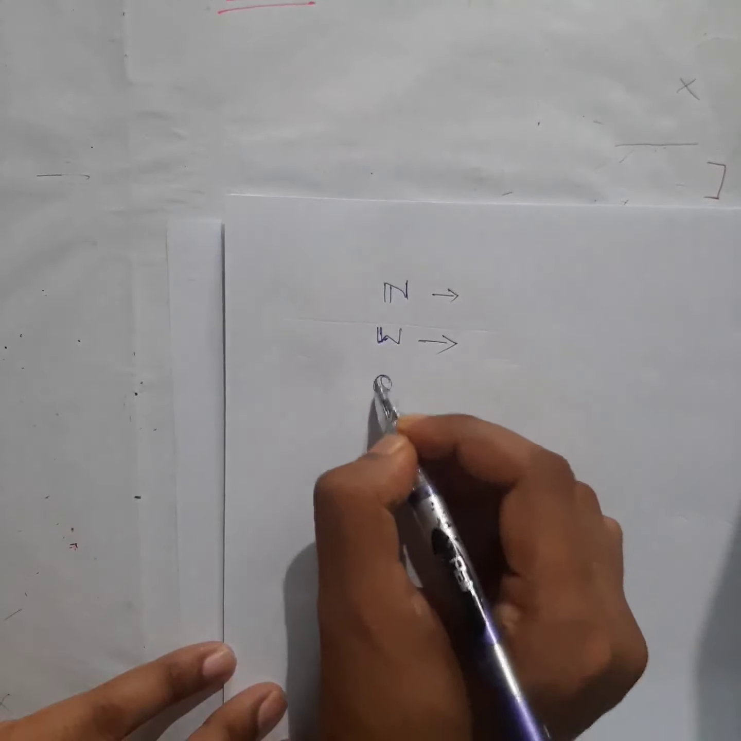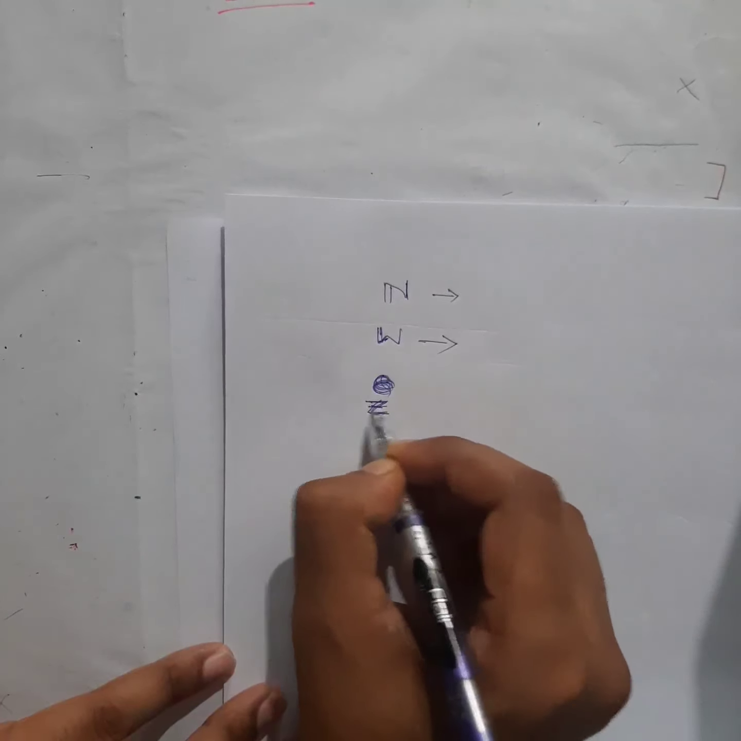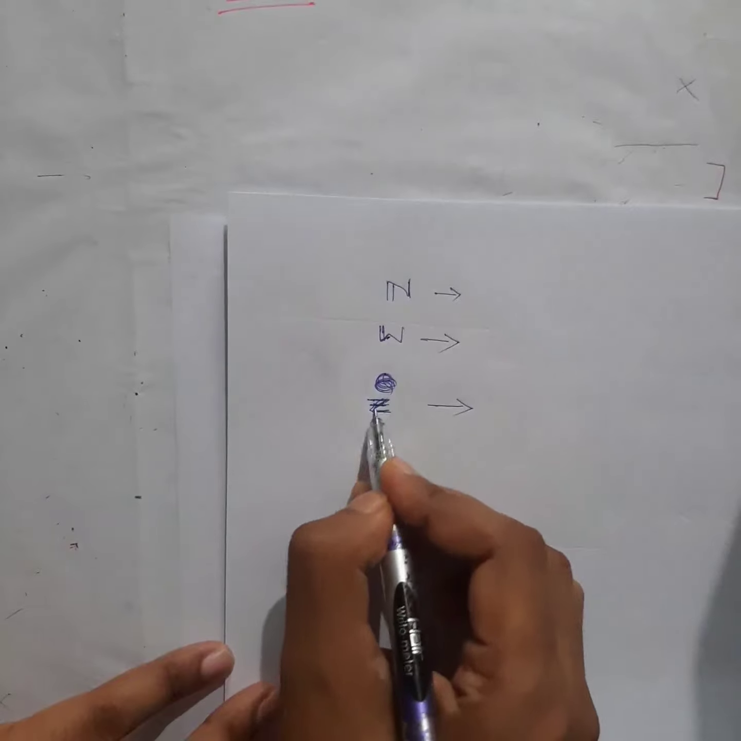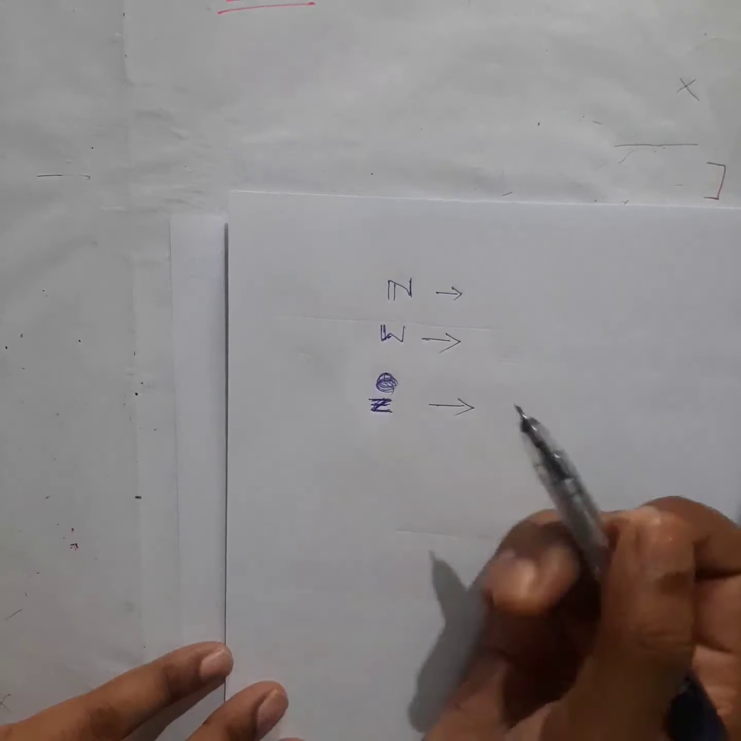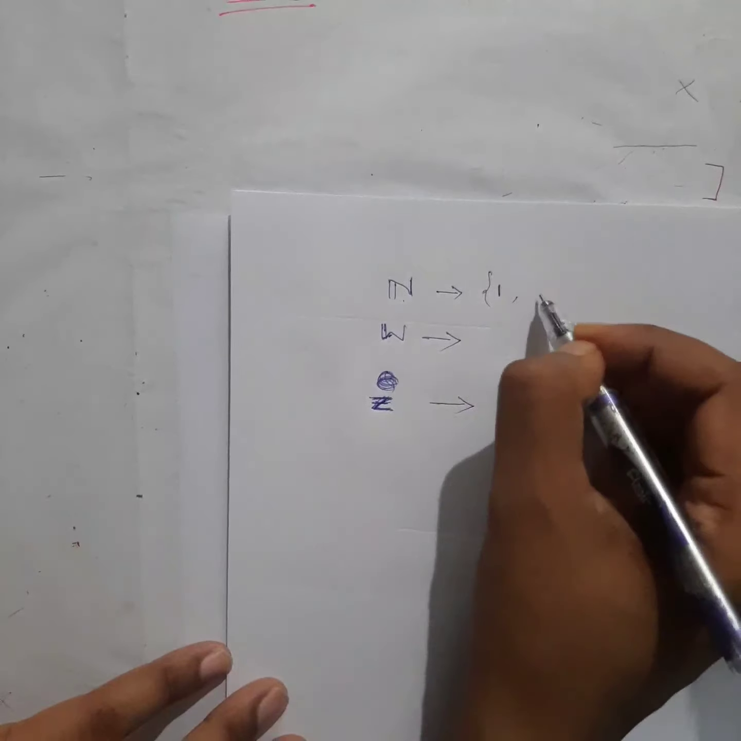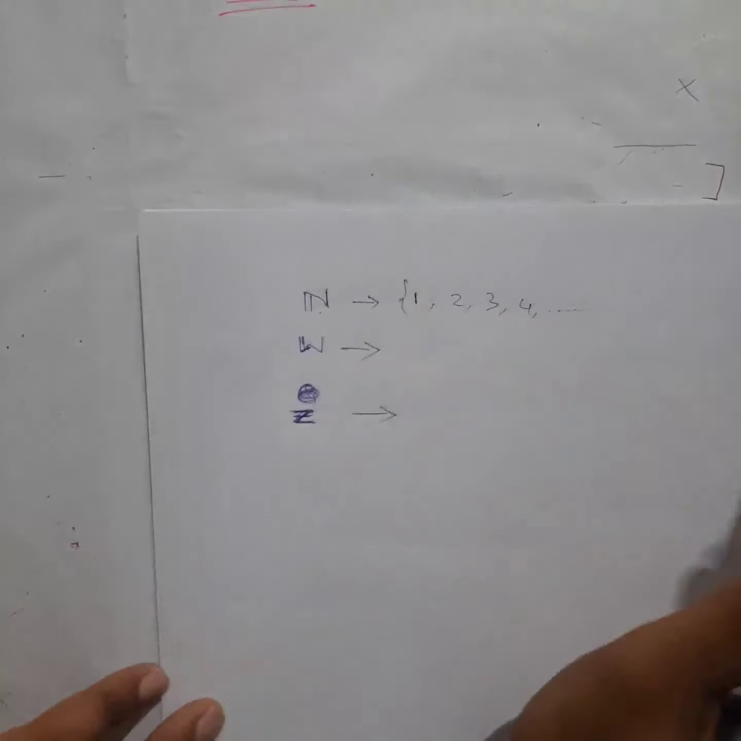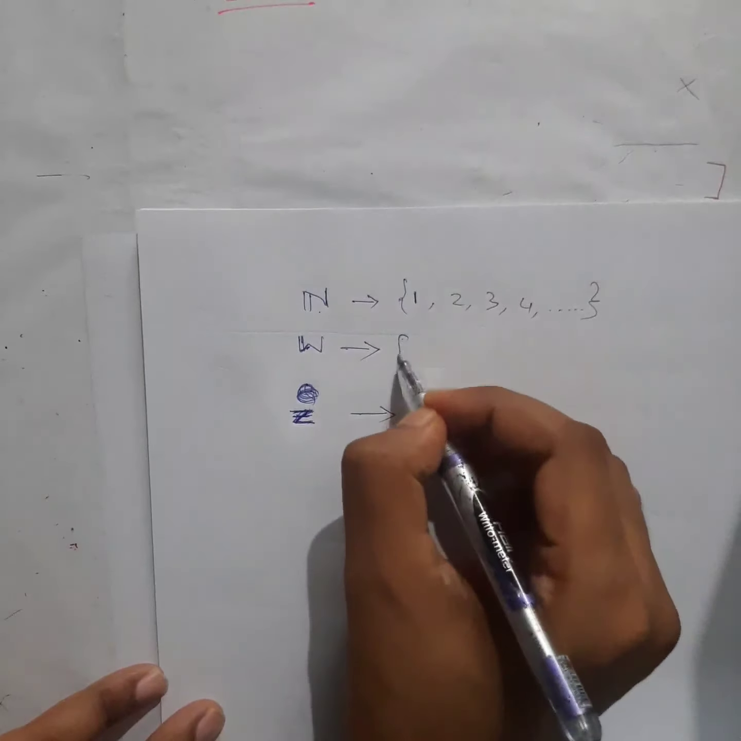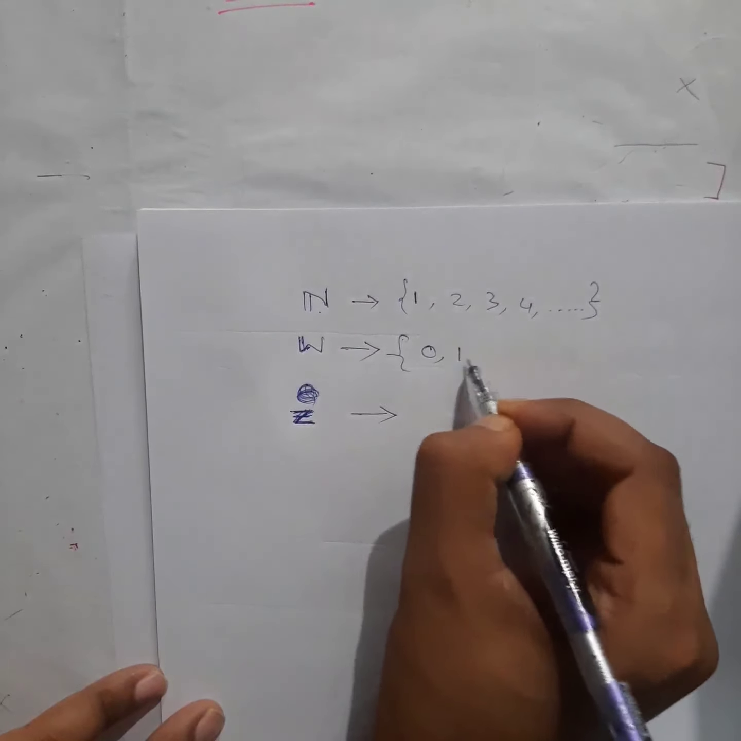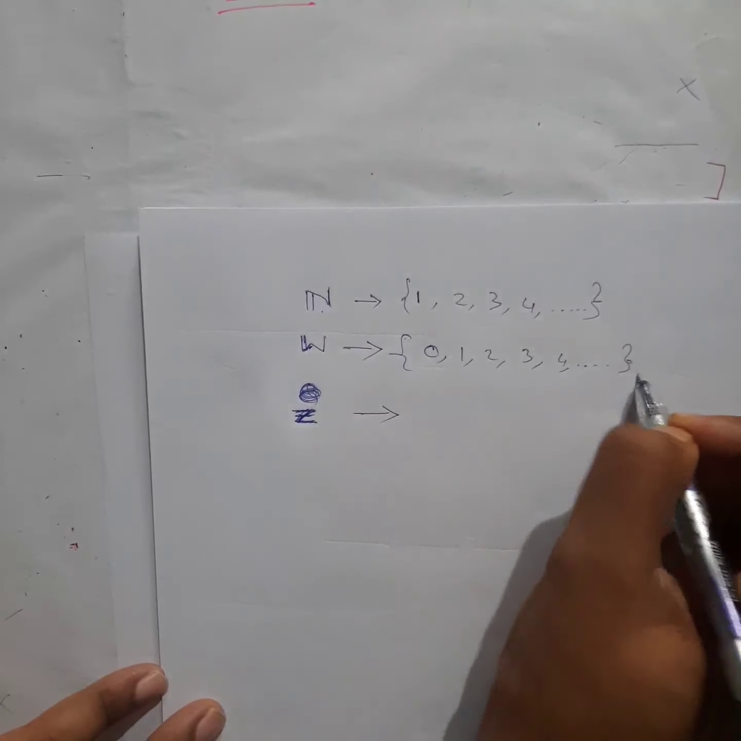Then we have studied integers. Integers is denoted by capital Z. Okay, these are notations for special kinds of sets. Set of natural numbers: what are the elements here? 1, 2, 3, 4, and it will go on till infinity, right? What is the set of whole numbers? 0, 1, 2, 3, 4. You have to understand the numbers very well.